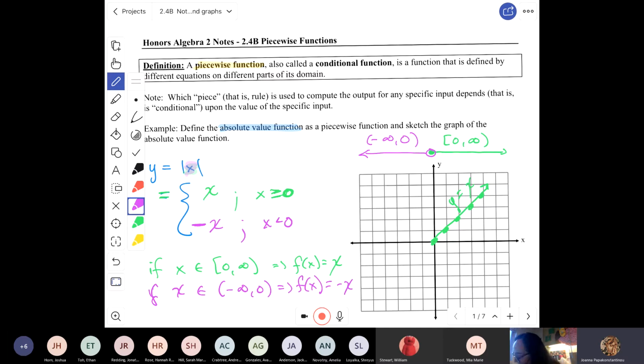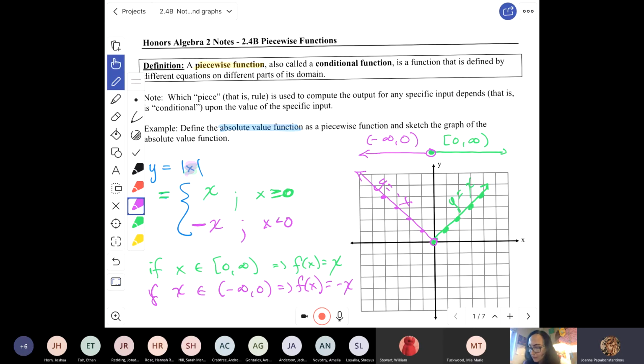Well, again, it wouldn't include 0 because we didn't define it there, but it would be a line with a slope of -1 and y-intercept of (0, 0) if I include it, but it's not included in that interval. So this would be y equals -x. So technically, I have two components, two rules that would allow me to graph the parent absolute value function. Does that make sense? So technically, the absolute value function can be represented as a piecewise function.